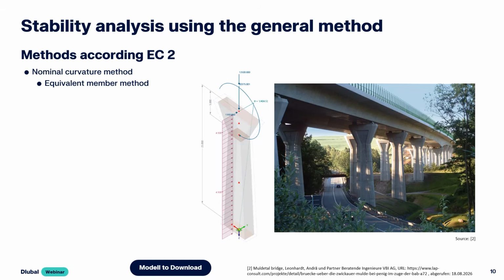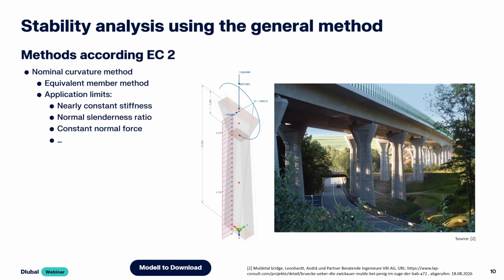The first is the so-called nominal curvature method, which is implemented in the concrete design add-on. It is based on the equivalent member method. This means an idealized, approximate buckling shape has to be selected first. The effective length is then derived from the shape. The solution itself is carried out separately, outside our system, as an analytical stability check. However, this method has certain application limitations. These limitations rule it out for our bridge pier.